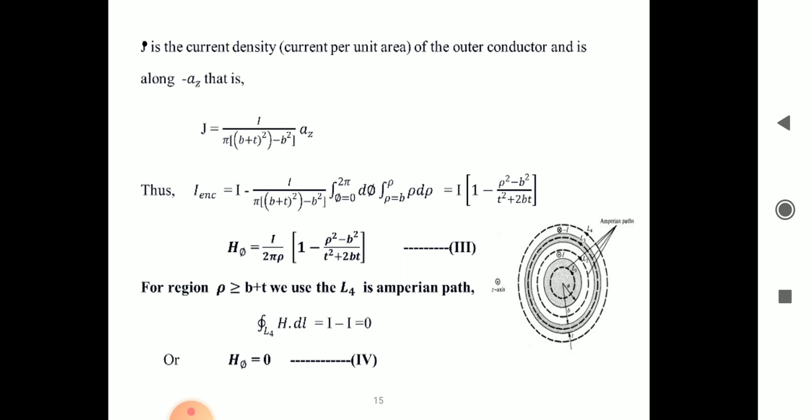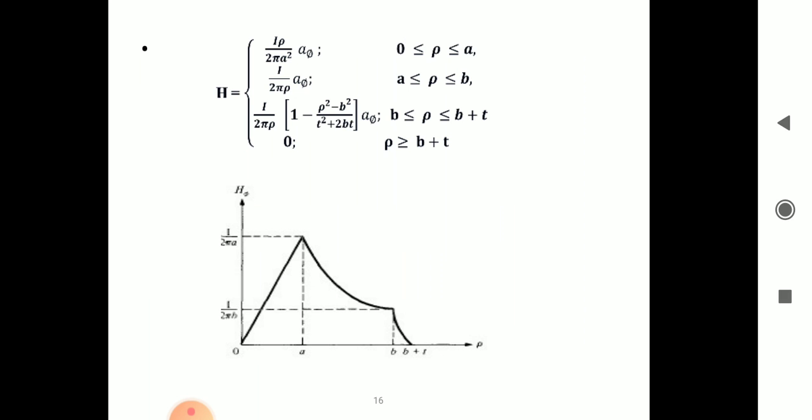For the region greater than b plus t, we use this one. H dot dl is equal to I minus I, that is equal to 0. H phi is equal to 0. We can summarize all these coaxial results in a graphical way, so we can understand that one.